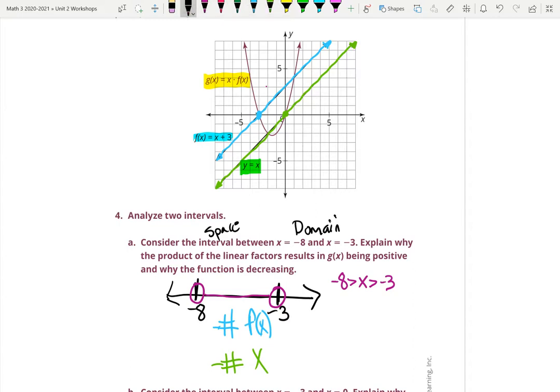Notice g of x. In this region of space, g of x are all positive values. It's above the x-axis. Want to know why? G of x is equal to x times f of x. A positive number is equal to a negative times a negative.